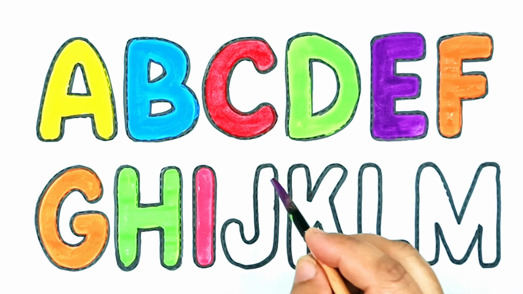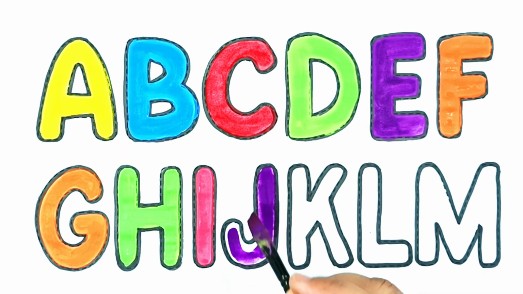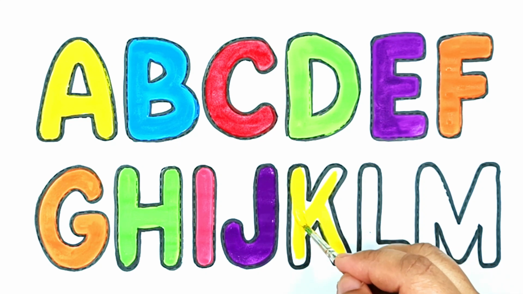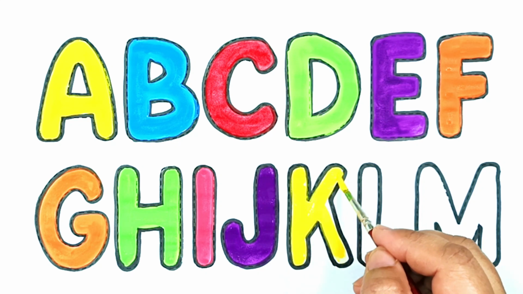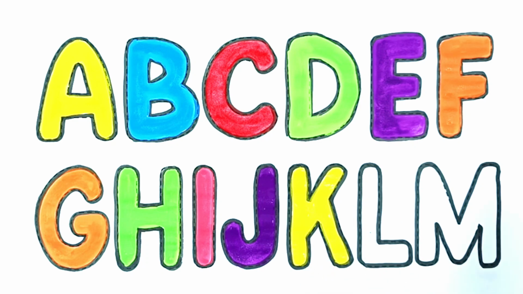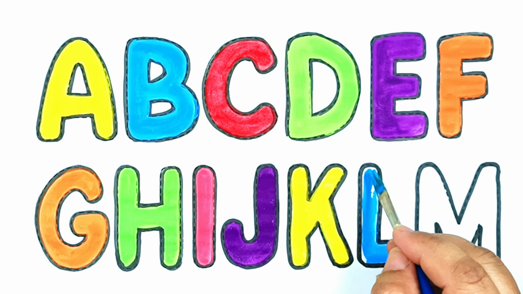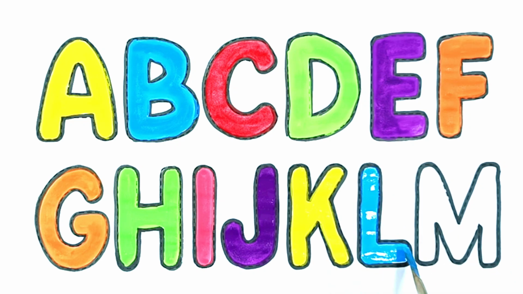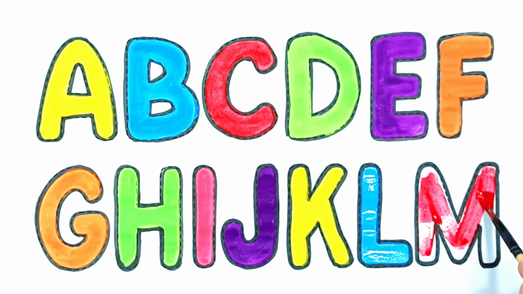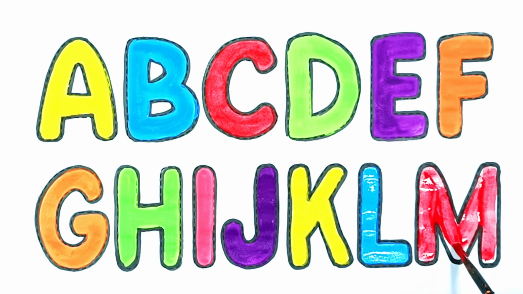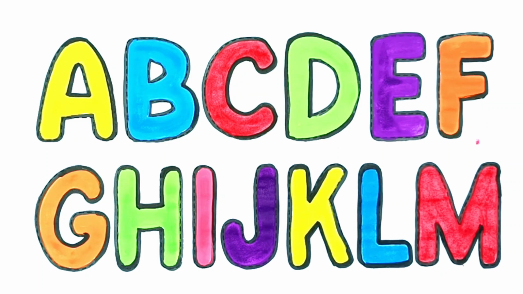I for igloo. J for jam. K for kite. L for lamb. M for man. A, B, C, D, E, F, G, H, I, J, K, L, M.